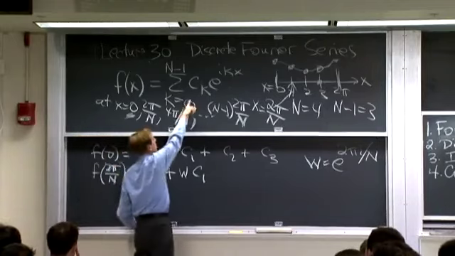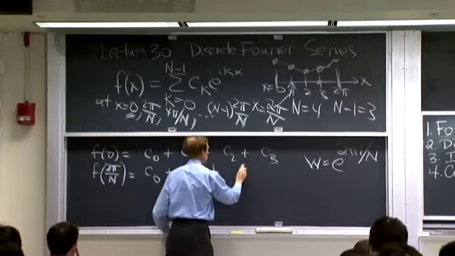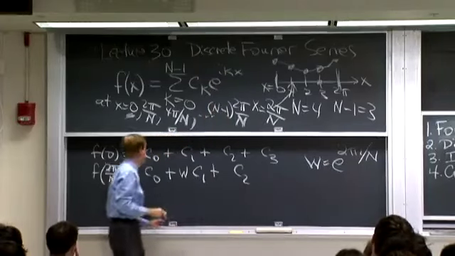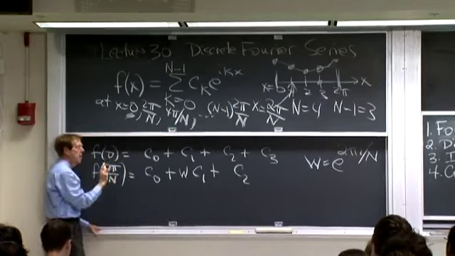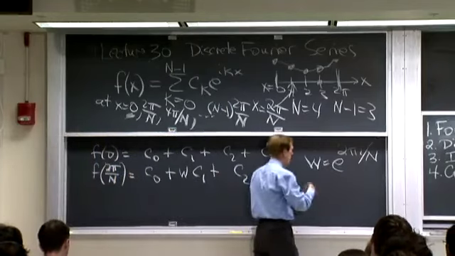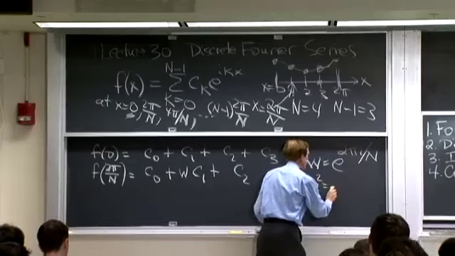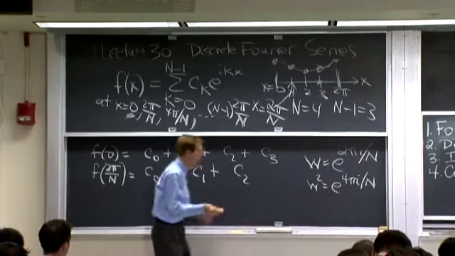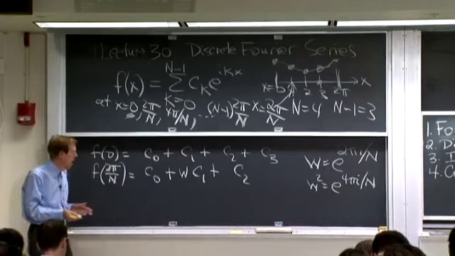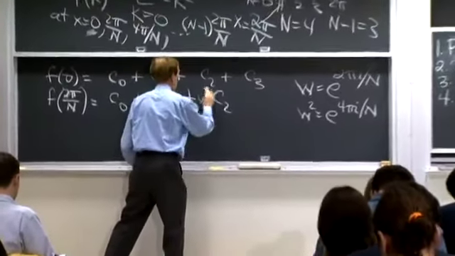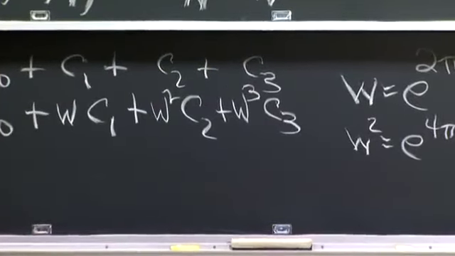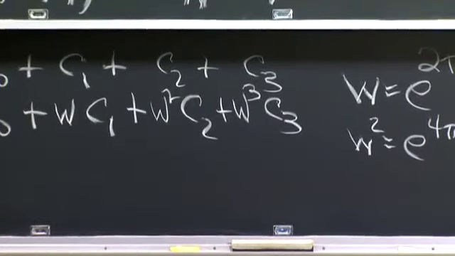And what do I get from the next term in this series? I have C2, e to the i 2 x. X is 2 pi over n. Do you see what's happening? W squared is e to the 4 pi i over n. We're using the beauty of exponentials. That's what's making everything go. It's w squared. And this guy will be w cubed, C3. That's the series at our points.